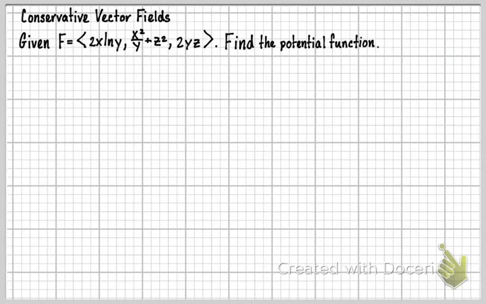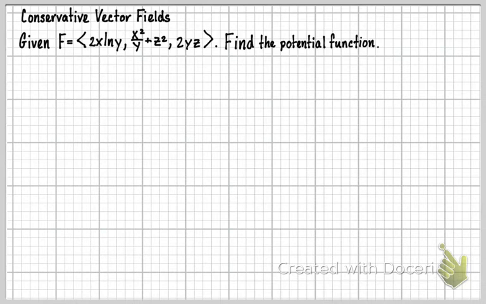Conservative vector fields. Given F equals ⟨2x ln y, x²/y + z², 2yz⟩, find the potential function. A lot of times in this book they call it little f. So let's find little f, the potential function. First, what we need to do is think about what the potential function is.